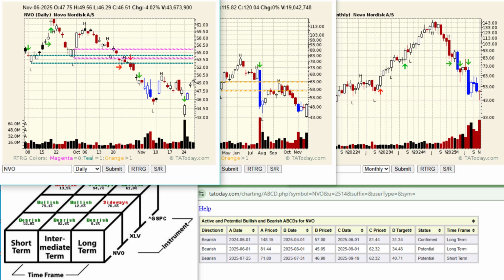This is probably entering into some sort of an accumulation phase. And if it is, that says that you have the opportunity to play it just like anyone else does. That's Nordisk. That's the trade for today. Take a look at it yourself.